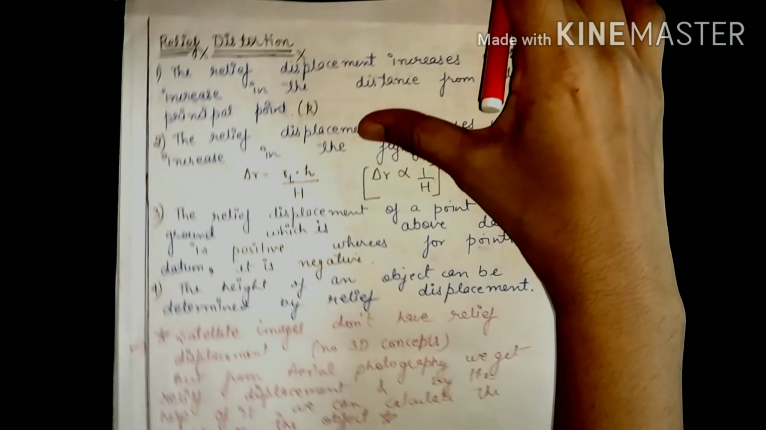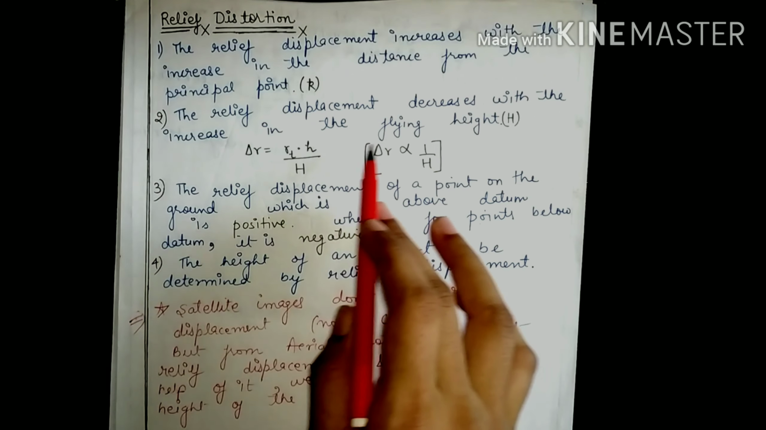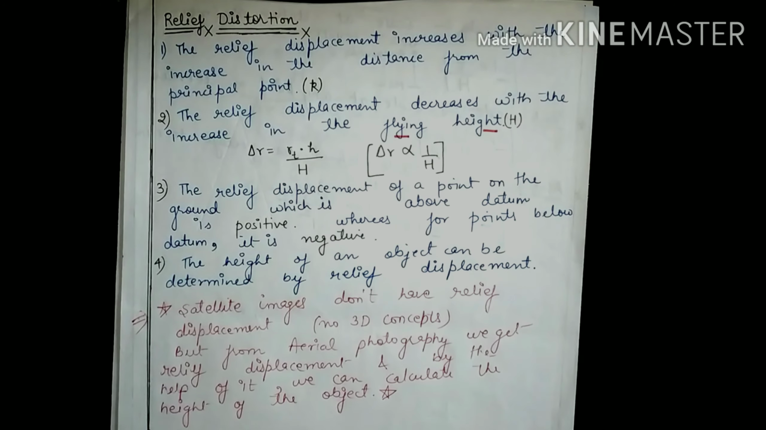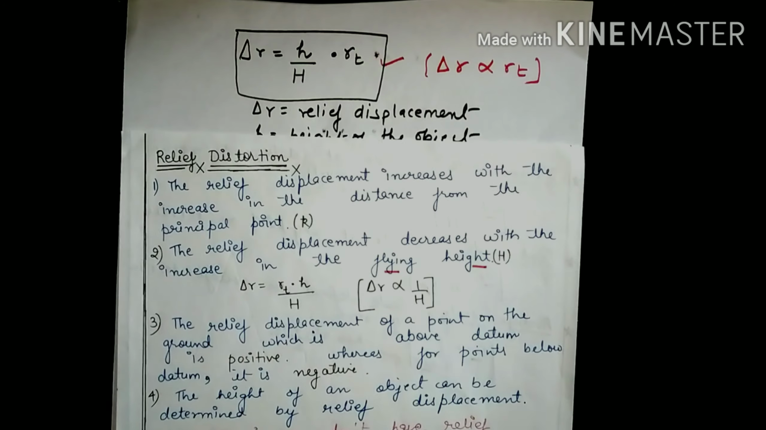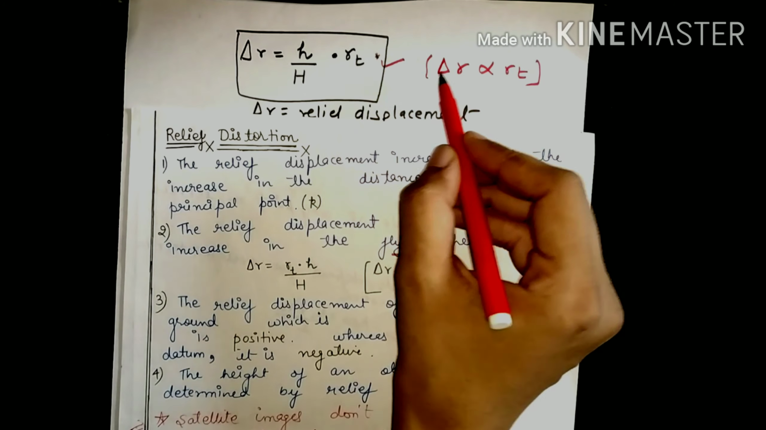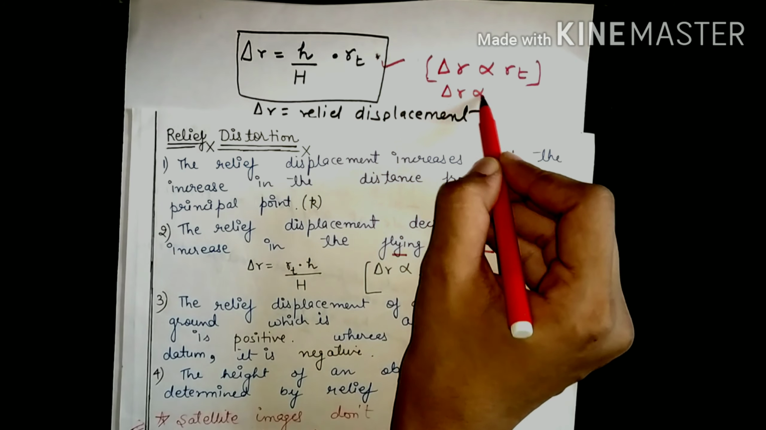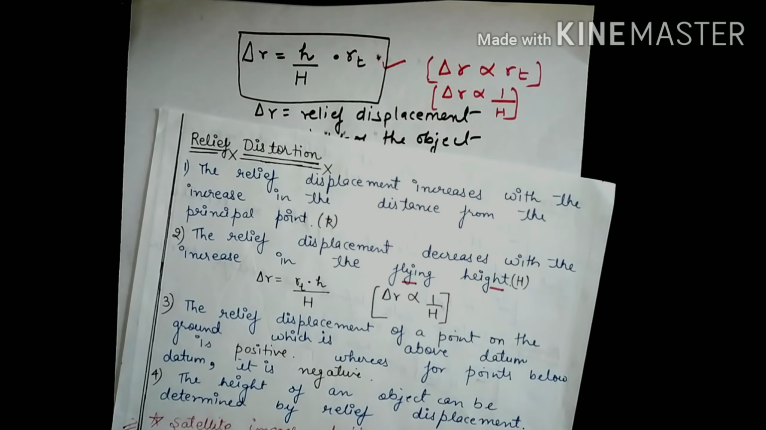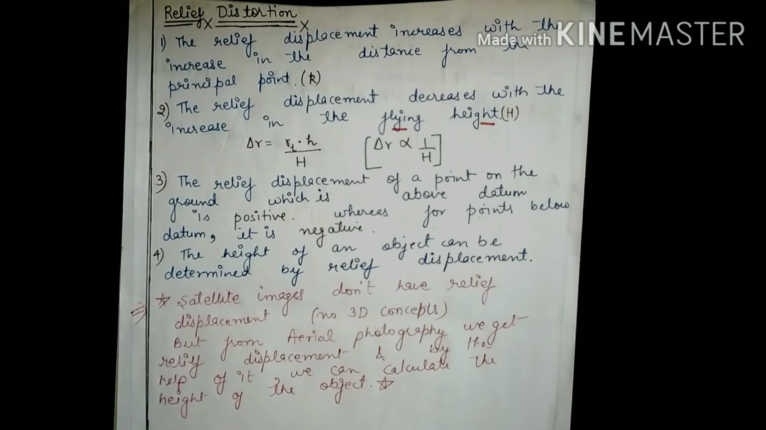Now the second point is the relief displacement decreases with the increase in the flying height. If the flying height increases, then the relief displacement will decrease. This is also justified by the fact that delta R is inversely proportional to capital H, and capital H is the flying height of the camera.